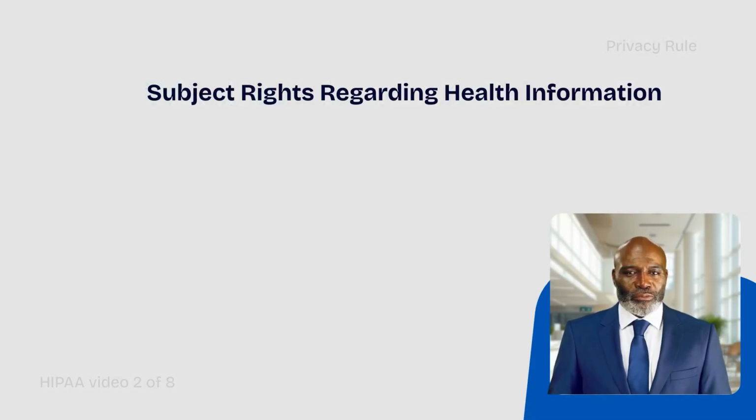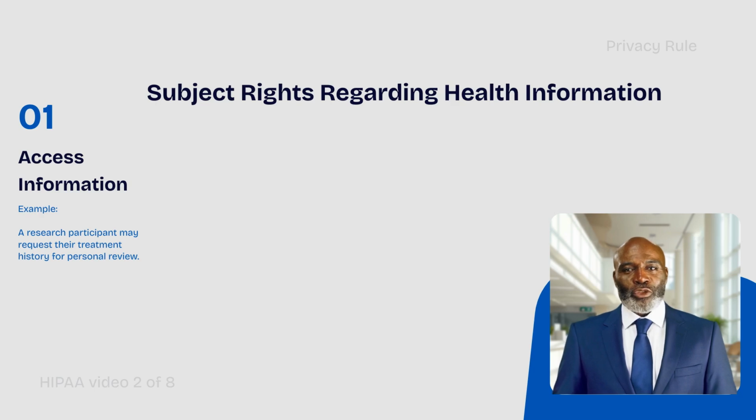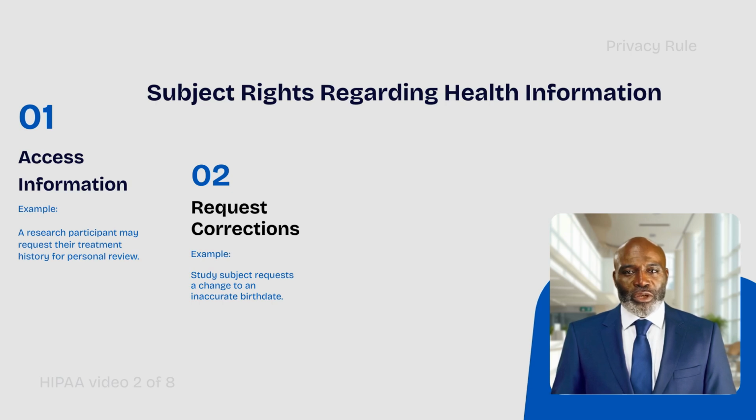Another crucial aspect of the privacy rule is patient rights. Under HIPAA, participants in clinical research have control over their health information. They have the right to access their records, meaning they can request and review copies of their medical information. For example, a research participant might request their treatment history to better understand their care. They also have the right to request corrections if their information is inaccurate or incomplete. Suppose a participant notices their birth date is incorrect in the study database. They can ask for a correction to ensure accuracy.